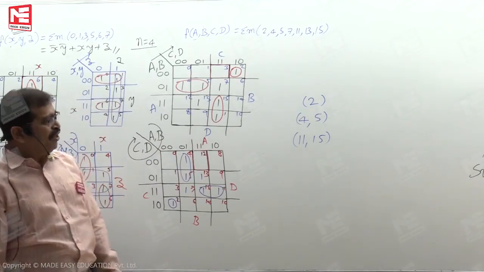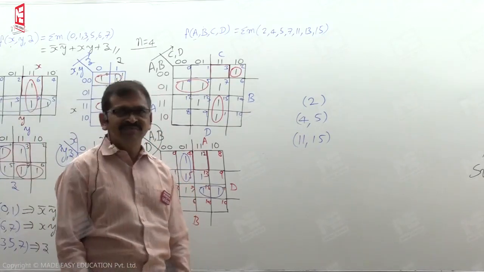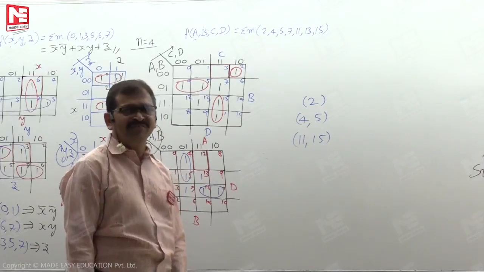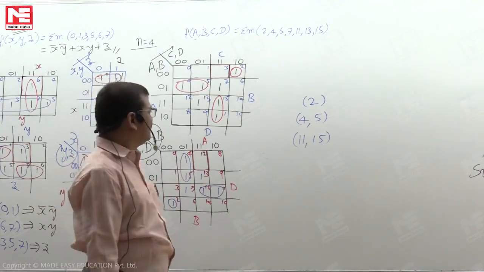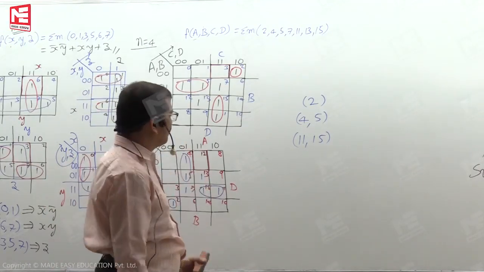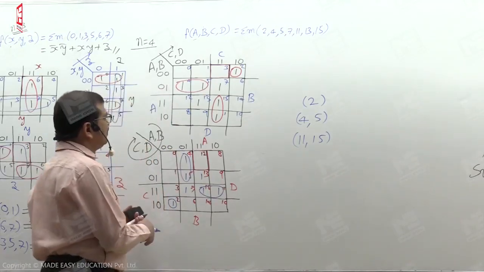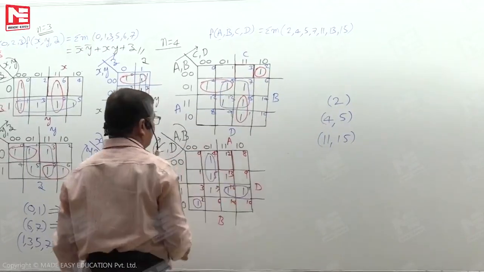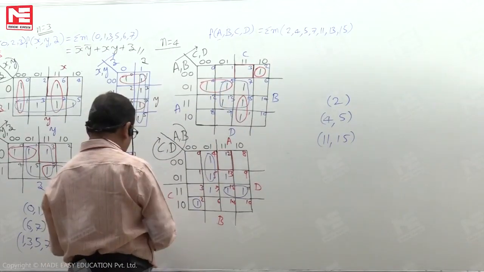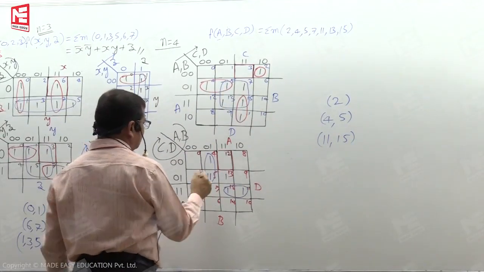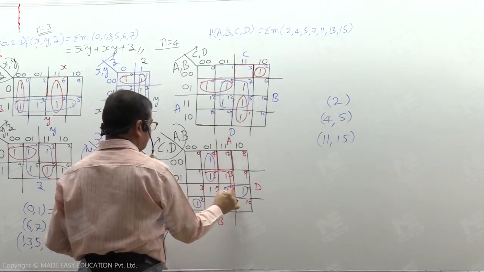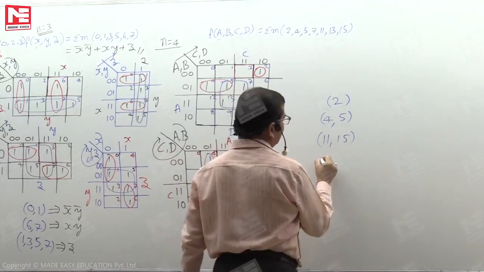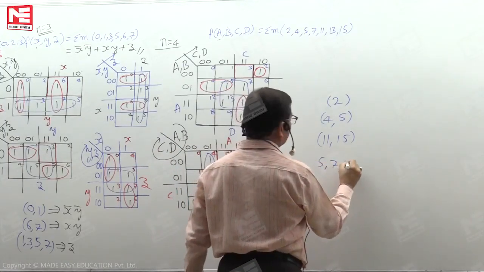Then we try to read the 4-cell subcubes. The rule is, the 4-cell subcubes we mark should not come as a part of any larger size subcube. If you look here, there is one 4-cell subcube, that is the group of 5, 7, 13, 15. Whether we use this format or this format, this is 5, 7, 13 and 15.